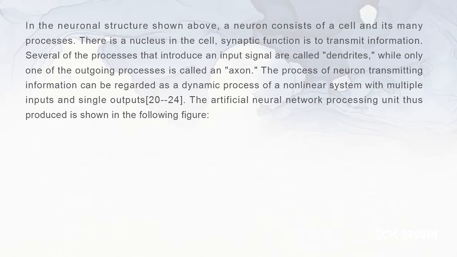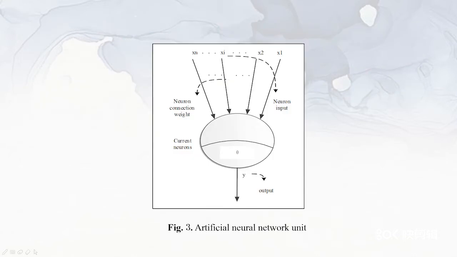From this picture, we can see the process of a neural network transmitting information can be regarded as a dynamic process of a non-linear system with multiple inputs and single outputs. The artificial neural network processing acts as shown in the following figures. Artificial neural network.